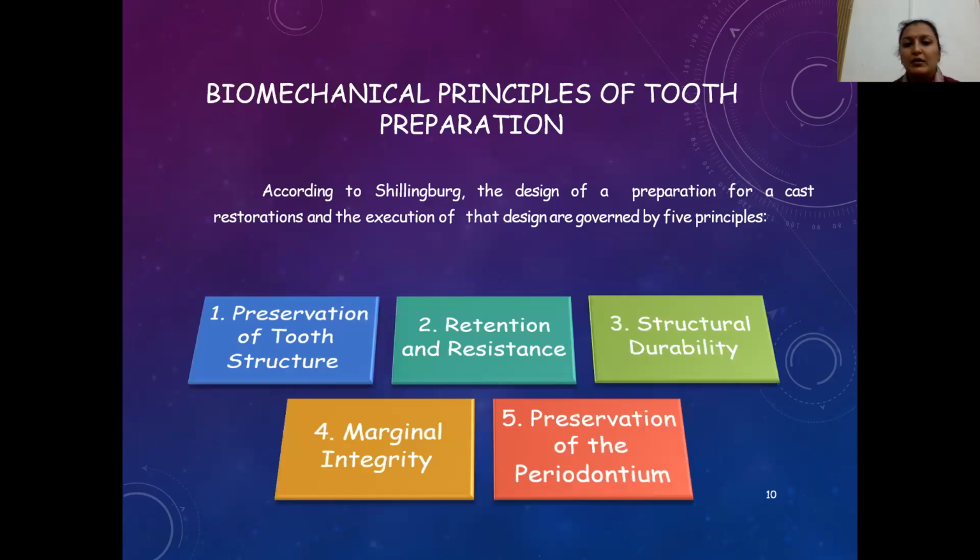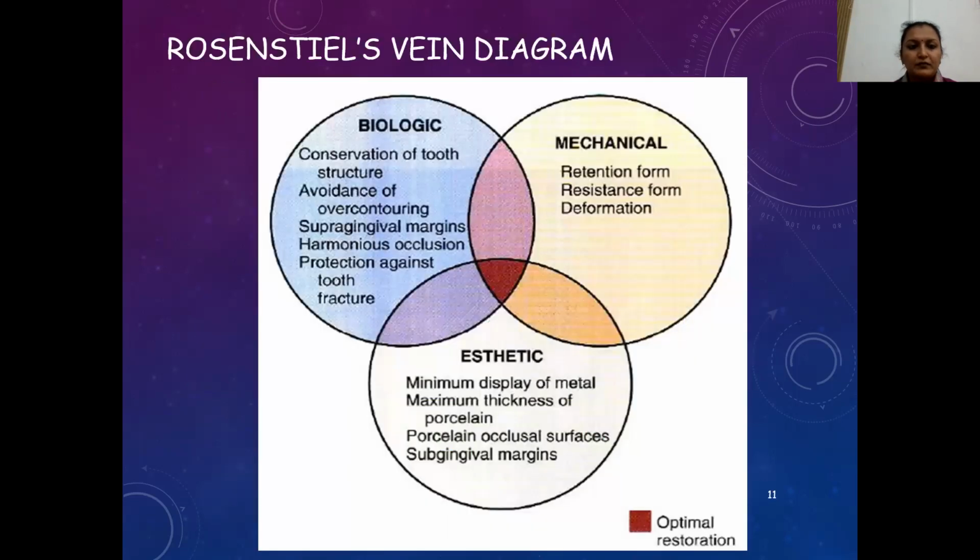According to Schillingberg, the design of a preparation for a cast restoration and the execution of that design are governed by 5 principles: preservation of tooth structure, retention and resistance, structural durability, marginal integrity, and preservation of the periodontium.